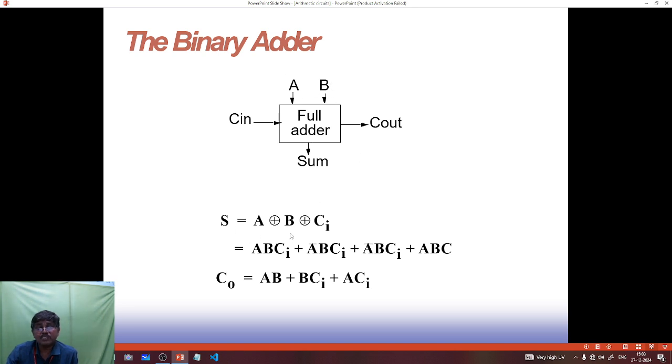Sum is equal to A XOR B XOR Ci. We have to write this expansion of A XOR B XOR C as A bar B bar C, A bar B C bar, A B bar C bar, A bar B bar C and A B C. In the case of carry output, you have to add AB, BCi and ACi. So these are the equations for the binary adder or full adder.